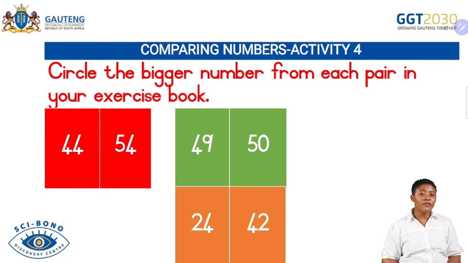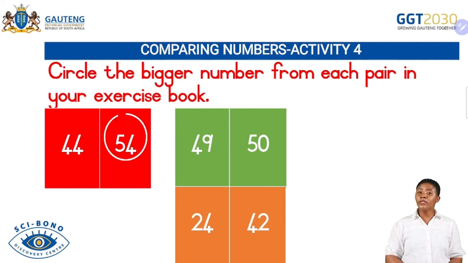We have number 44 and number 54. And then the next one is 49 and number 50. And then the next one is 24 and number 42. So which number is bigger between 44 and number 54? It's going to be number 54. Let's look at the next block. So which number is the bigger number between number 49 and number 50? It's going to be number 50.